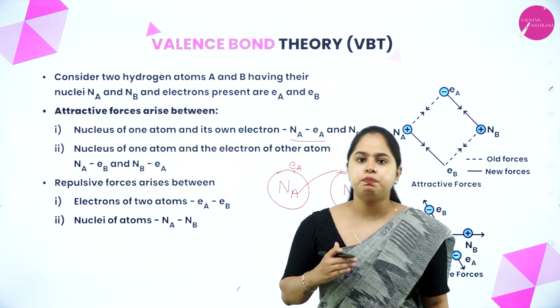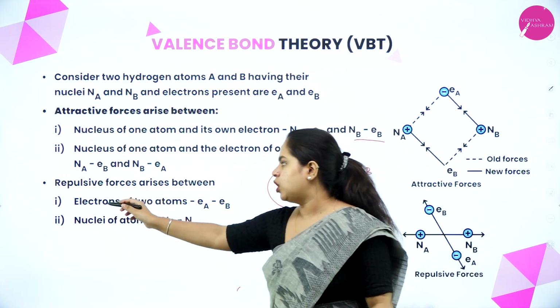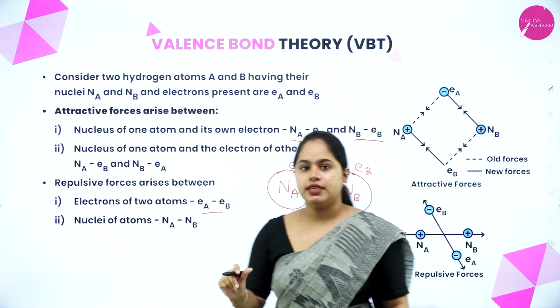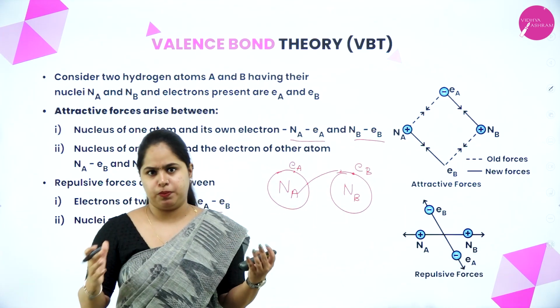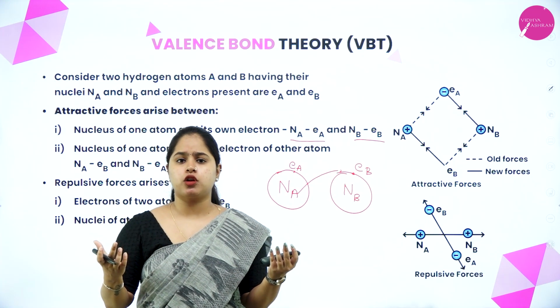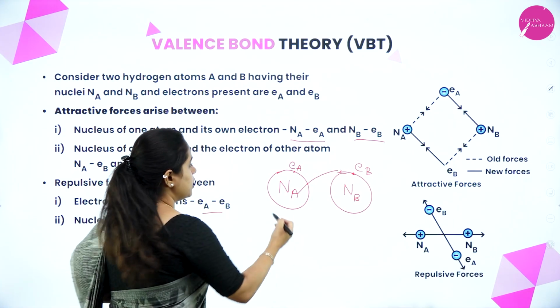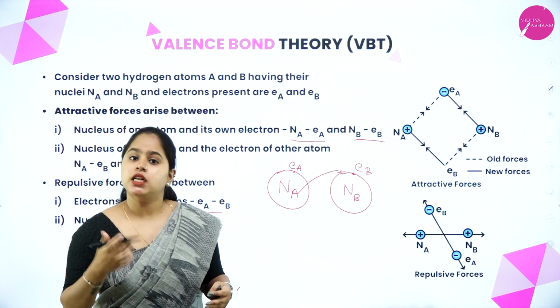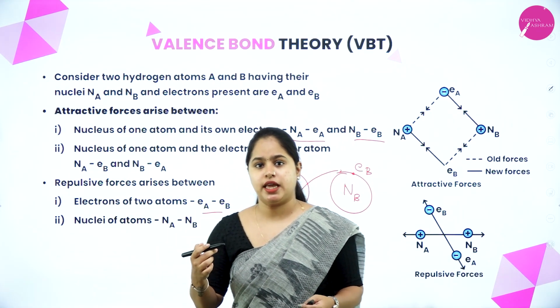Now, coming on to repulsive forces. What are they? The electrons of the two atoms repel each other. The same charges repel each other. Both electron clouds have negative charge, so this electron and this electron will repel each other. Now, one more repulsive force will be there, which is it?